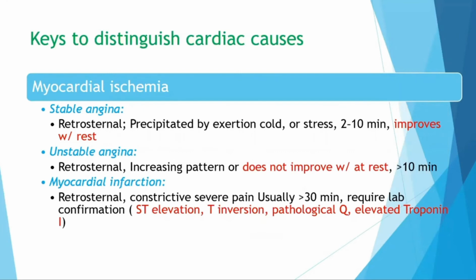The myocardial ischemia, which includes stable angina, unstable angina, and myocardial infarction. Stable angina pain is retrosternal and precipitated by exertion, cold or stress. Its duration is 2 to 10 minutes and improves with rest. Unstable angina is also retrosternal, with an increasing pattern or does not improve at rest, and duration is more than 10 minutes. Myocardial infarction is also retrosternal, constrictive severe pain, usually more than 30 minutes, and requires lab confirmation like ECG change or raised troponin I.